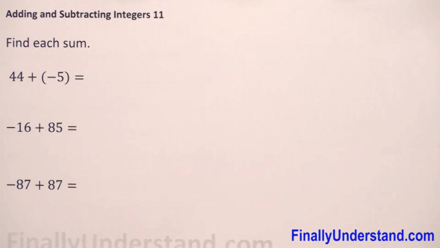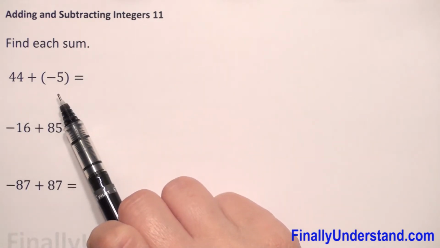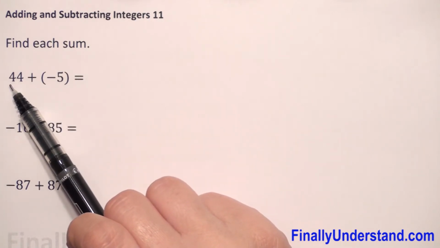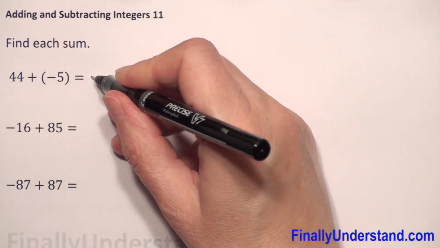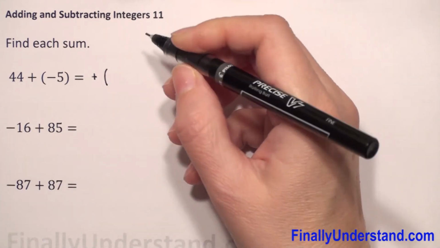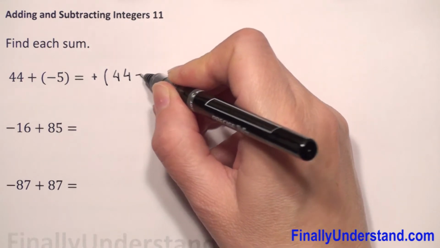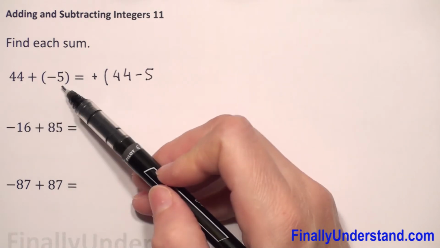When we have to add integers with different signs, first we check which of the numbers is greater. 44 is greater than 5. We check the sign before the greater number. It's positive, so we write a positive sign, and in parentheses we will have 44 minus 5. We subtract the smaller number from the greater number.